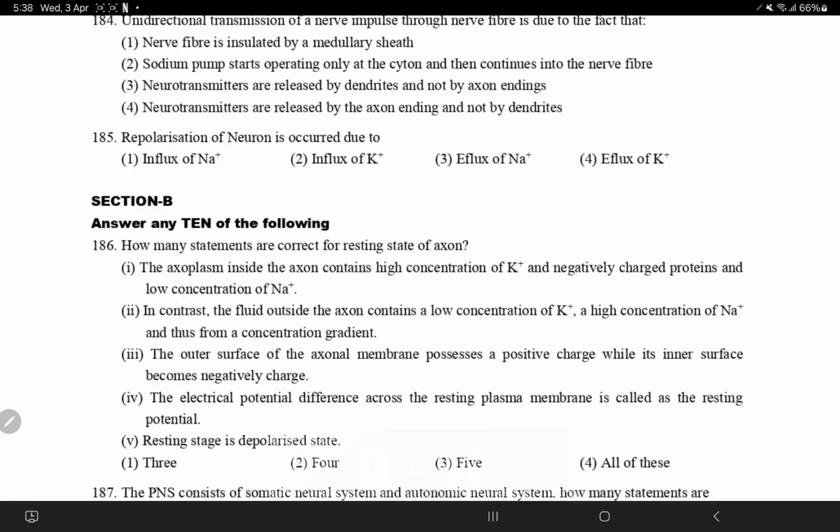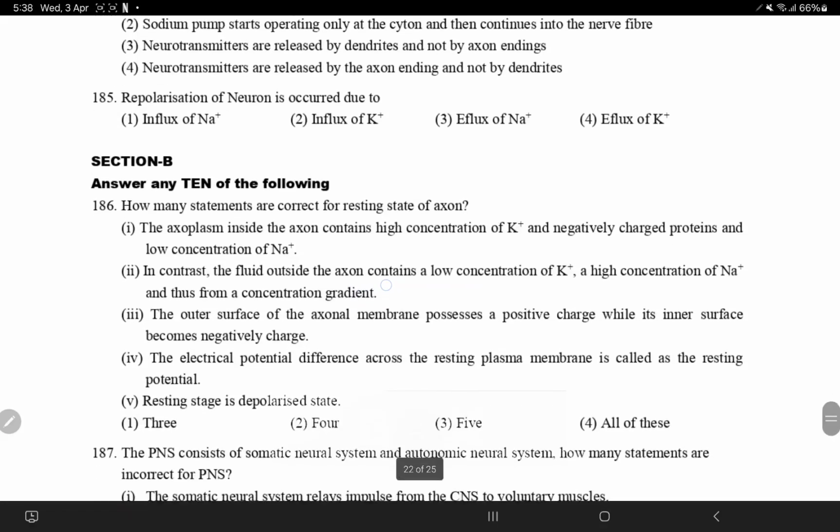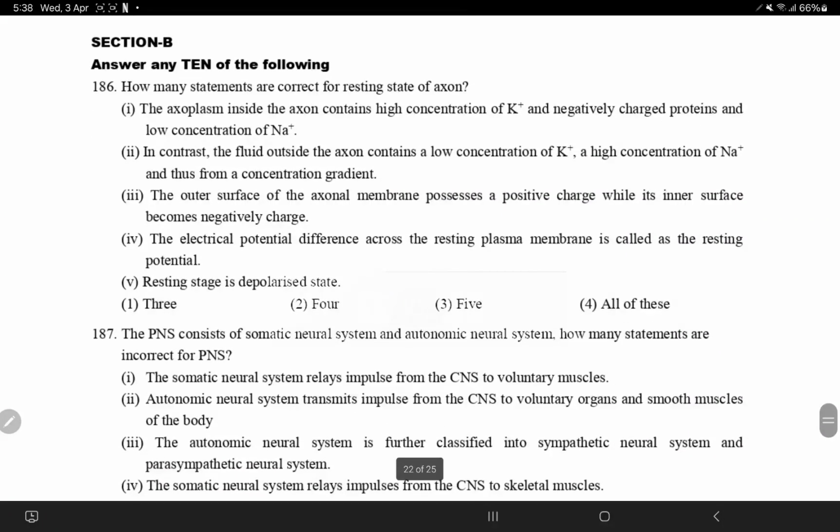So repolarization will occur due to efflux of potassium. How many statements are correct regarding the resting state of axon? The axoplasm inside the axon contains high concentration of potassium and negatively charged proteins and low concentration of sodium. Well, first statement is right. In contrast, the fluid outside the axon contains low concentration of potassium, high concentration of sodium.